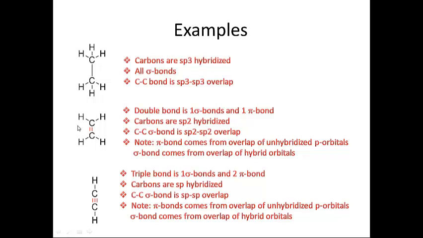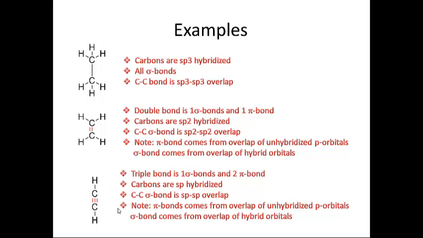Notice now we have a double bond. That double bond is composed of one sigma bond and one pi bond. The sigma bond comes from the two sp2 hybridized carbons overlapping through the two sp2 hybrids, and then the pi bond comes from overlap of the unhybridized p orbitals that we've talked about earlier.